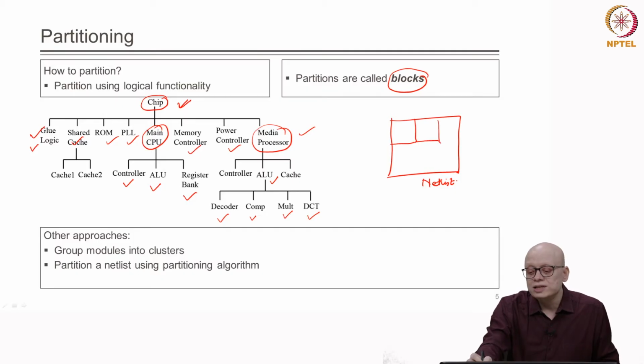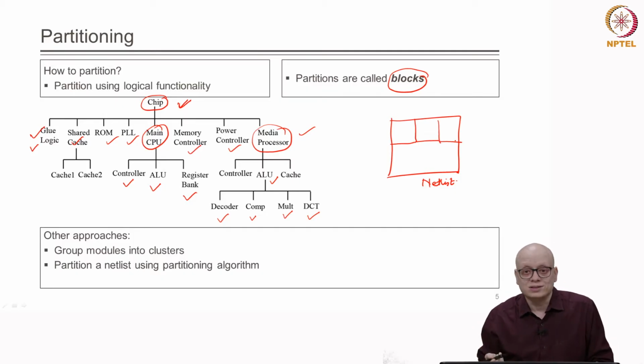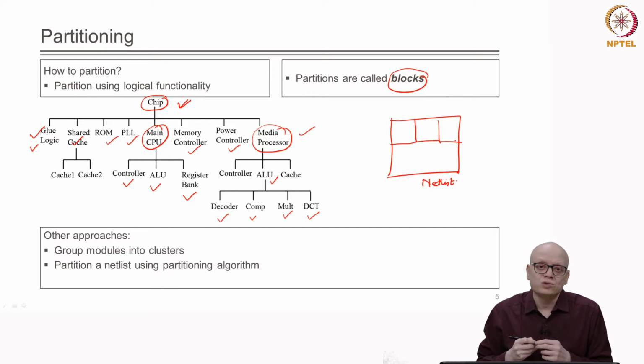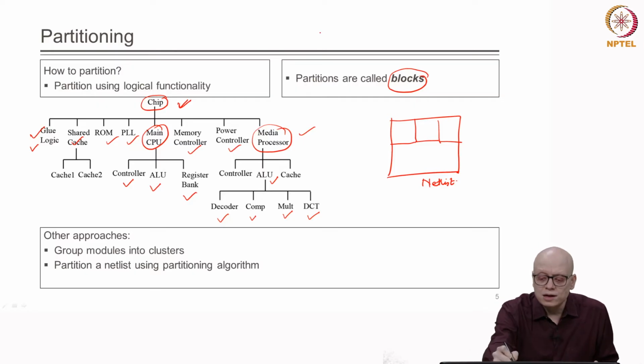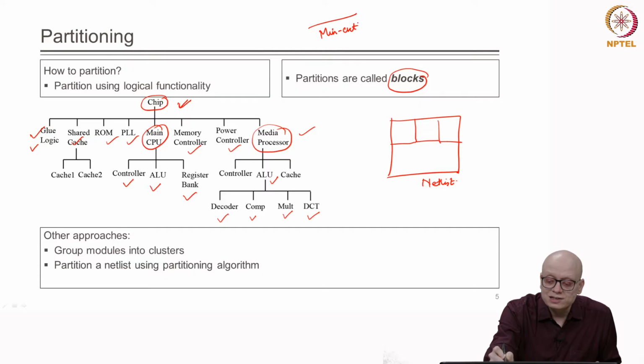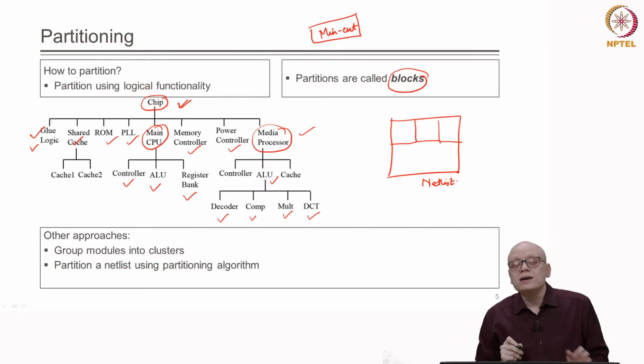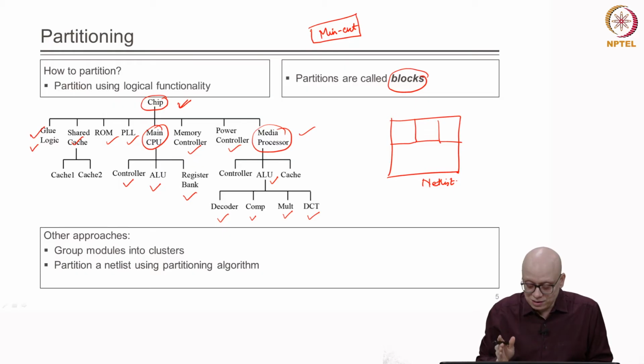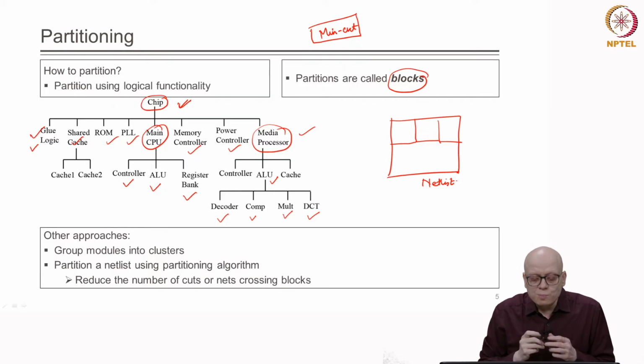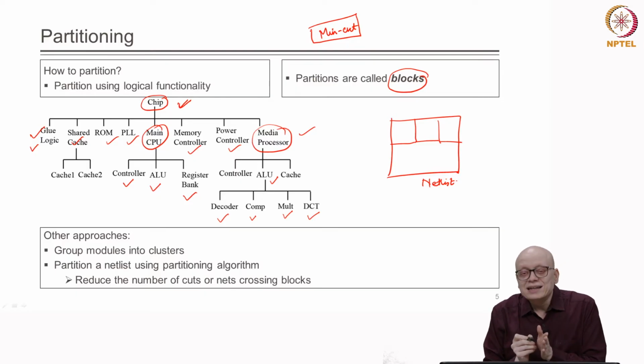Now, how do we proceed with creating partitions? In that case we take help of algorithms, and these are based on, say, the min cut algorithm. Min cut algorithm basically tries to find a partition or cut in our design such that the number of cuts, or nets crossing the blocks, is minimized.